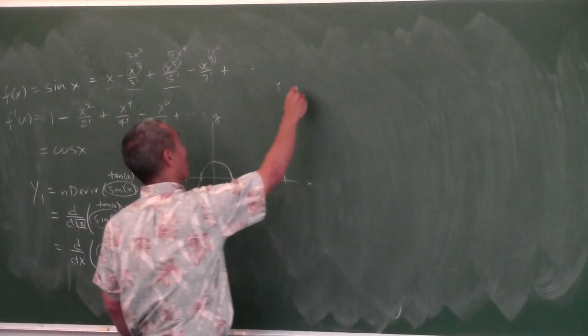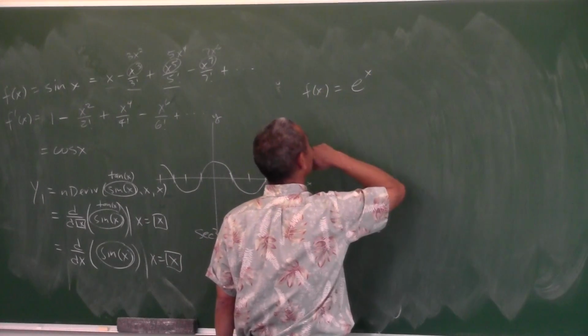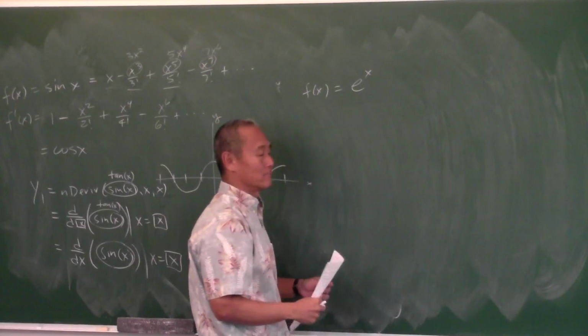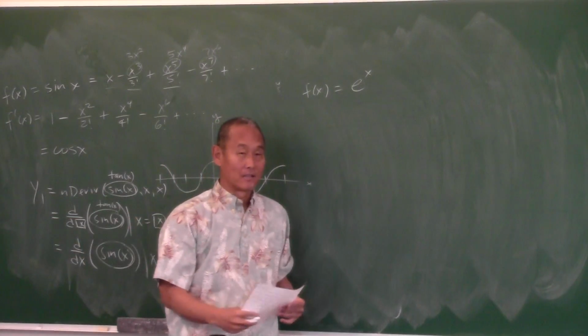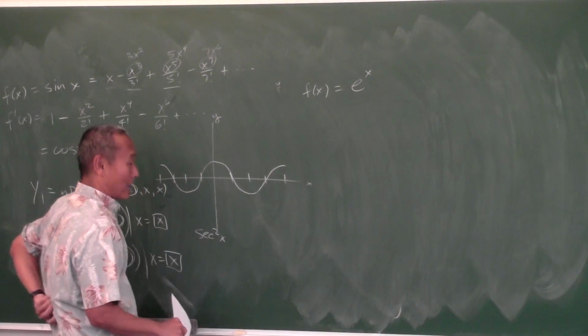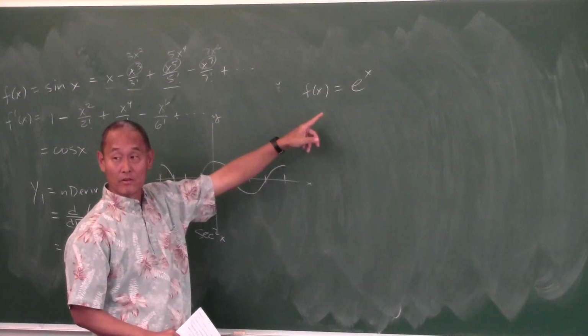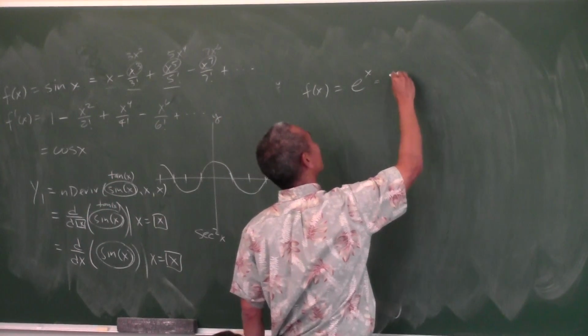Okay, let's just do one more. f of x equals e to the x. Now tonight I'm going to give you specific directions. And by the way, that's the homework over there. That's the last homework of the year. Using power series, compute the derivative of e to the x. What's the power series of e to the x?